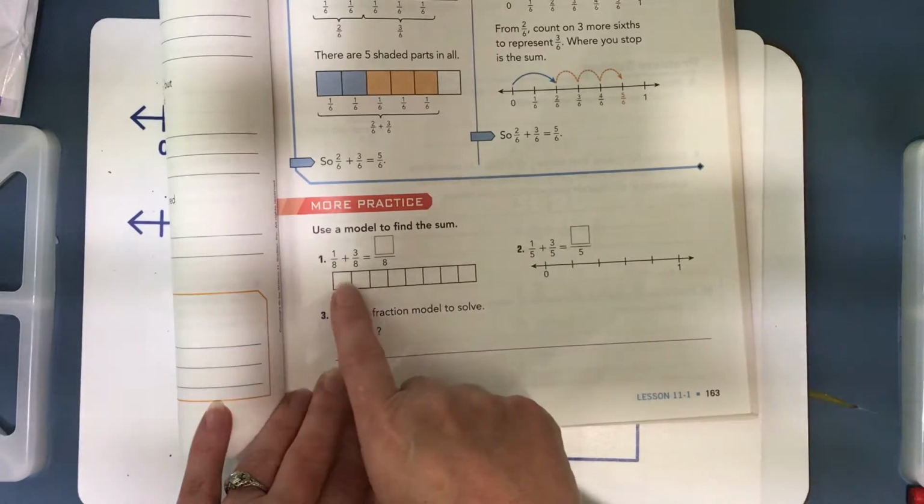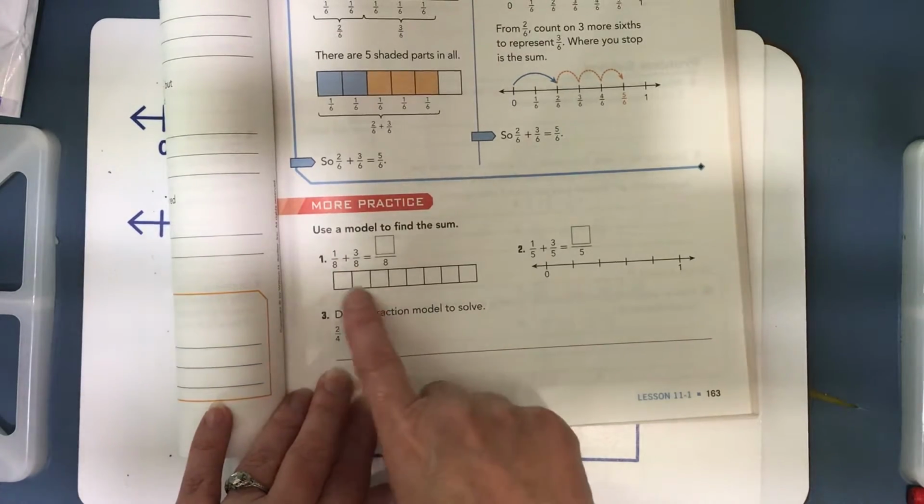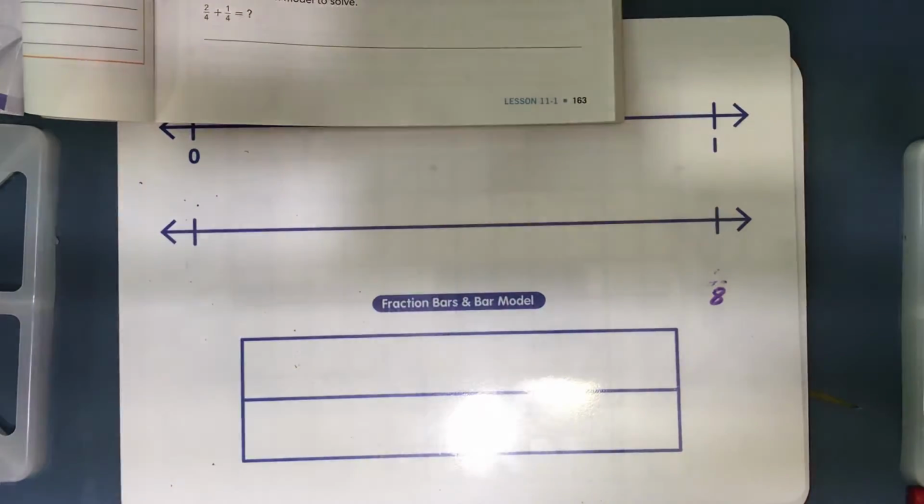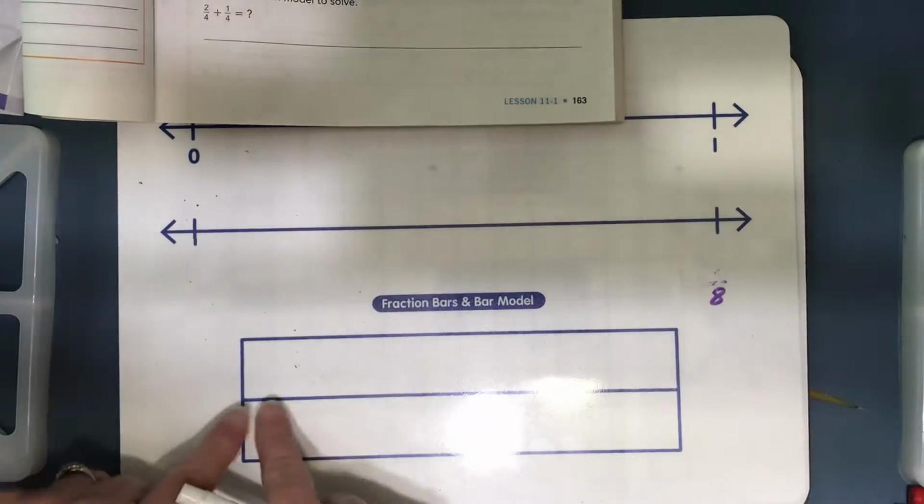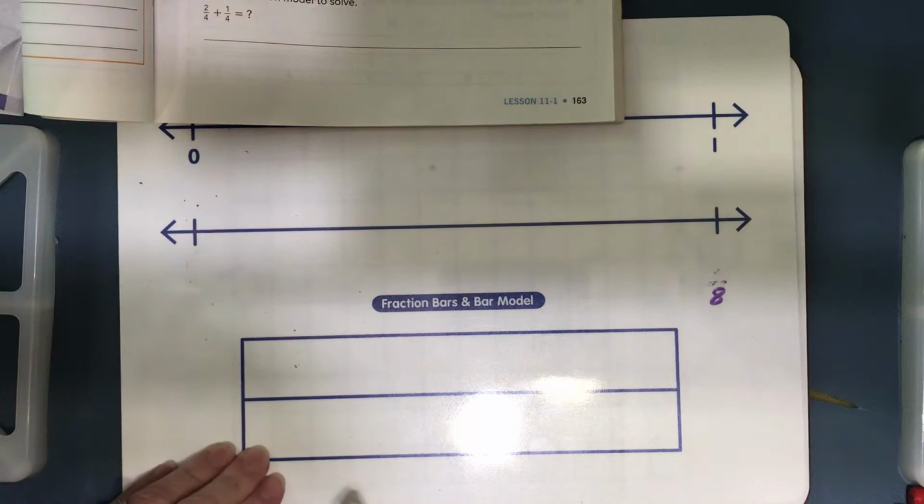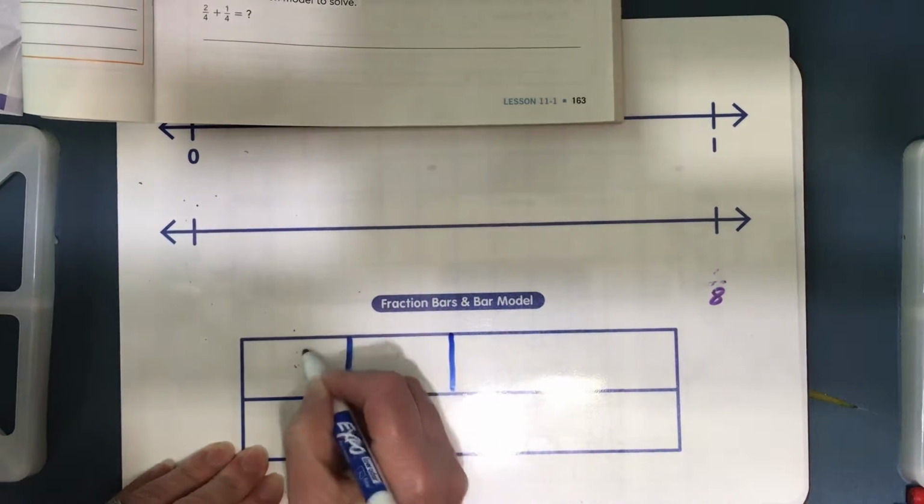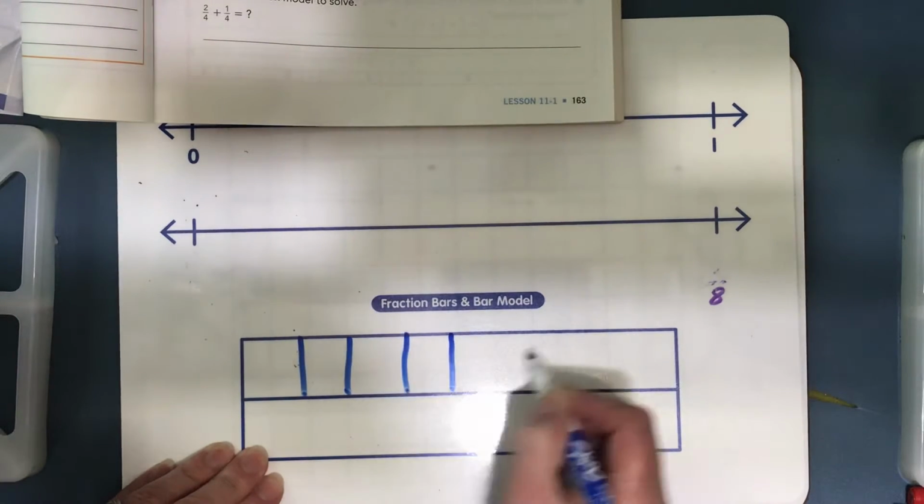So it says to use a model to find 1/8 plus 3/8, and there's the model. I'm going to draw it right on here. I already have the bar drawn, so I'm just going to use the top one, and I need eighths because I'm adding 1/8 plus 3/8. So I'm going to divide this into eighths. I have 8 sections.